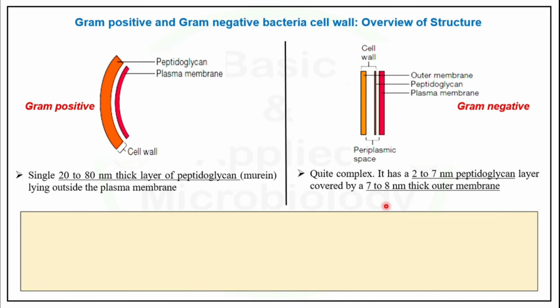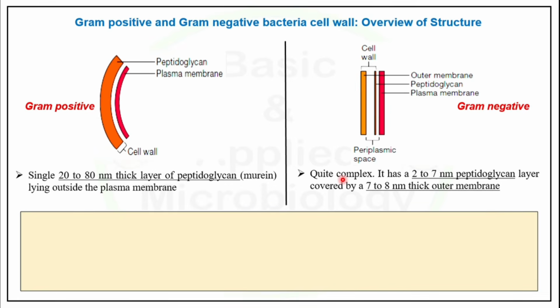And second, why is it complex? Because here this thin peptidoglycan layer is also covered by an outer membrane, which is 7 to 8 nanometer thick. This outer membrane is actually absent in the case of gram positive bacteria. So I hope you got the overview now, right?